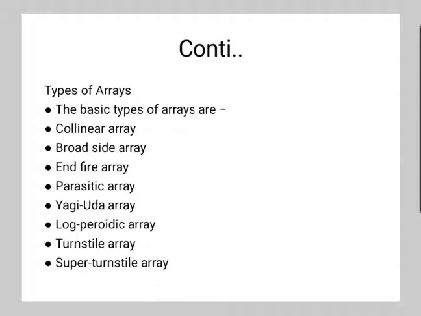So the next point is types of array. Now the basic types of array are collinear array, broadside array, end-fire array, parasitic array, Yagi-Uda array, log periodic array, turnstile array, and super turnstile array. Some types we have already seen, like Yagi-Uda and log periodic. These two types we have already seen in the previous lecture. So we will see the remaining types of array.